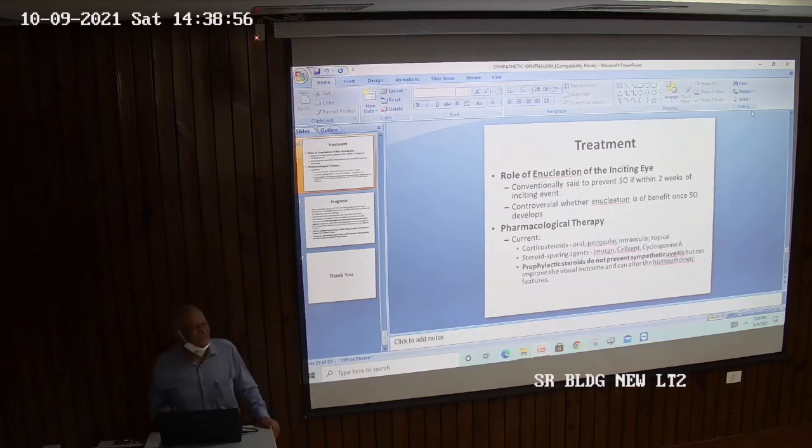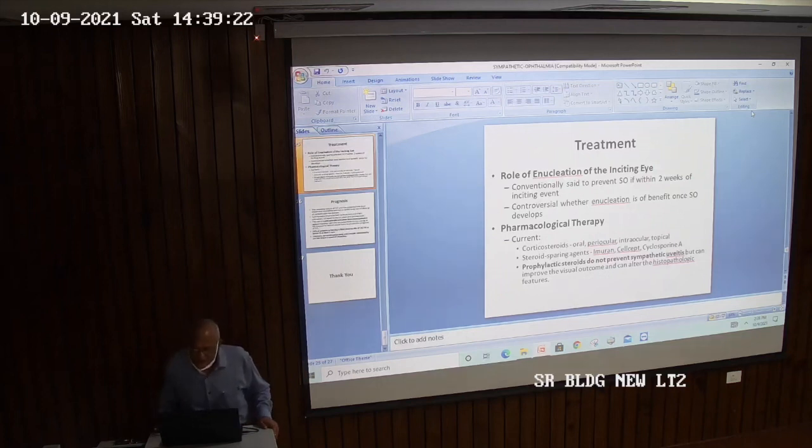Enucleation: previously it was thought that if you remove the inciting eye, that would prevent it. Now this thinking is not very good, because nobody will like to allow enucleation of the eye. You treat it nowadays; there are so many other options. These are the treatment parts. So we are not going to enucleate the eye. We are giving treatment.